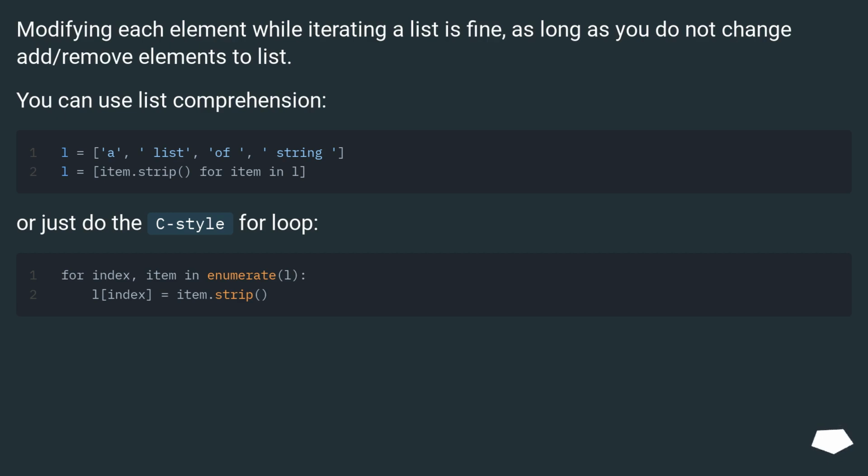Modifying each element while iterating a list is fine, as long as you do not add or remove elements to the list. You can use list comprehension, or just do the C style for loop.